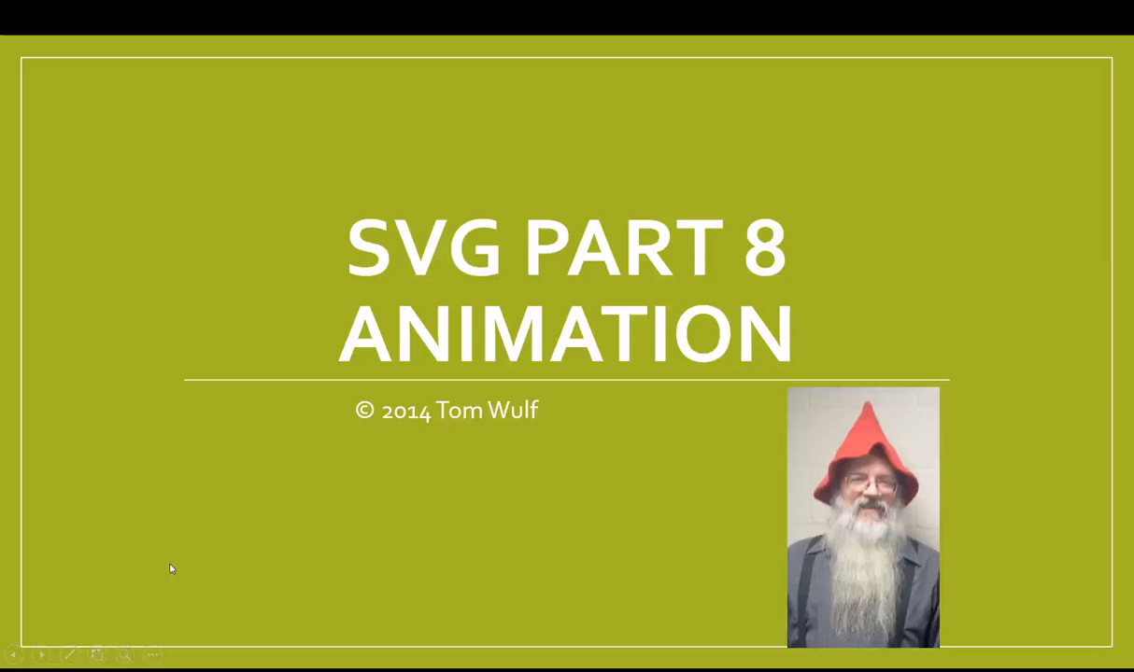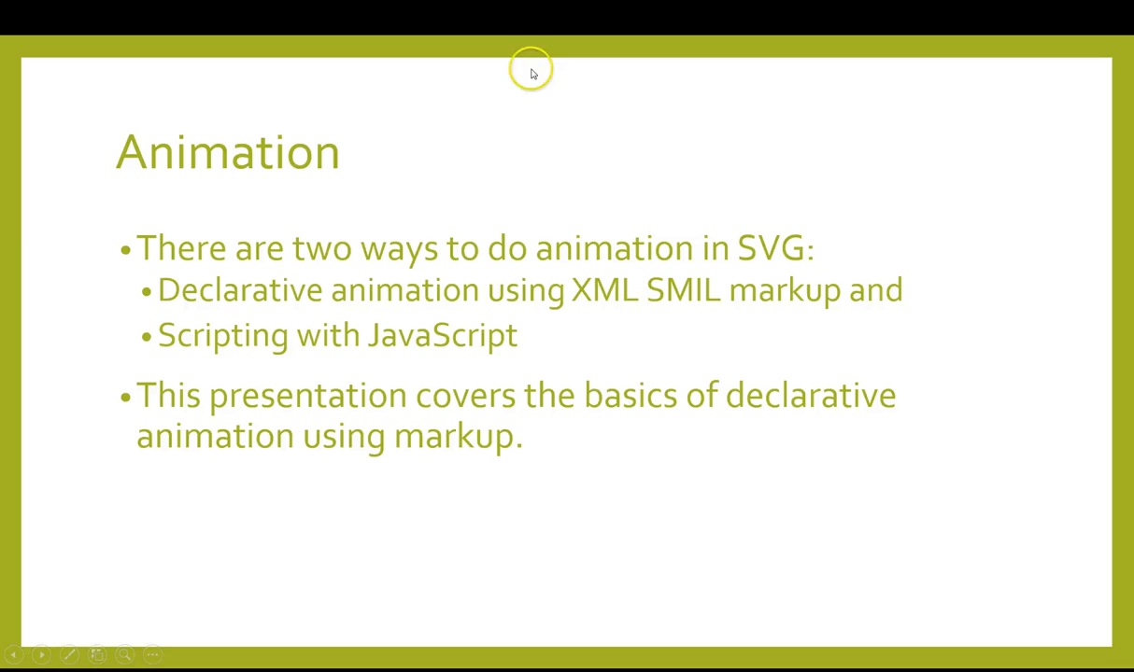Okay, continuing our coverage of SVG, we're going to explore animation. It turns out there are two ways to do animation in SVG. Declarative animation uses the XML markup, which turns out to be part of another XML dialect called SMIL, Synchronized Multimedia Integration Language. And then the other way of doing it is you can script it with JavaScript.